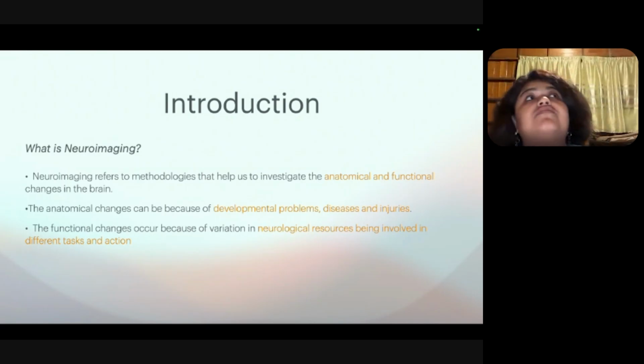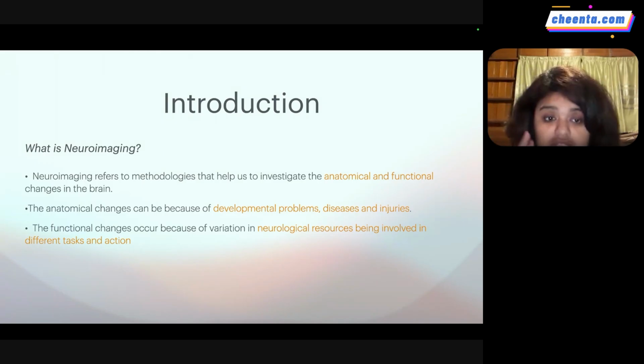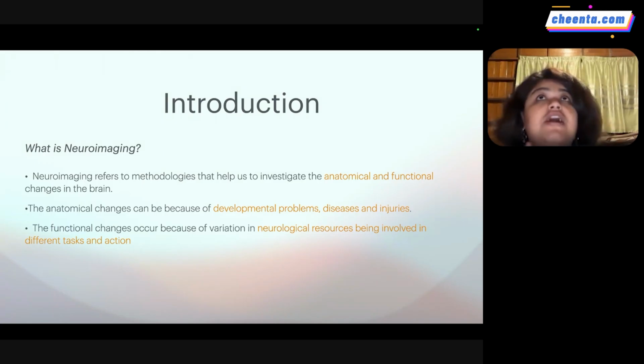These kids may have problems focusing on their studies or any work that they are doing. They can be very hyperactive. So these are the developmental problems. All of these can cause anatomical changes in the brain. They can change the region of the brain, or you can say there is more or less activity in that brain region, or that region has been impaired or affected because of the diseases or the injuries. Now, let's understand the functional changes.